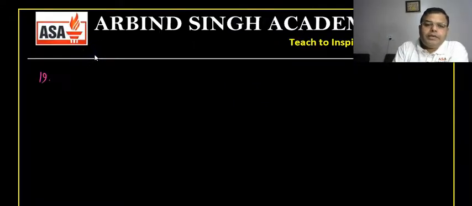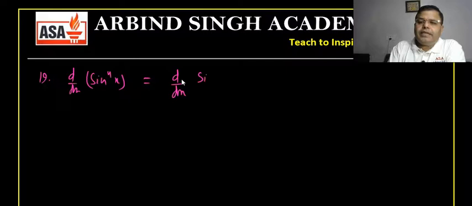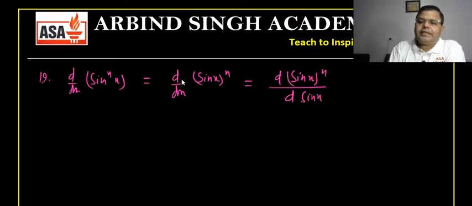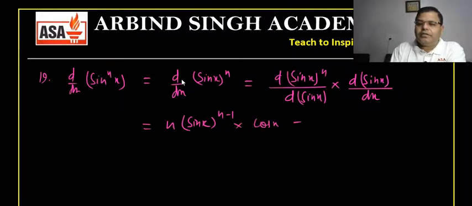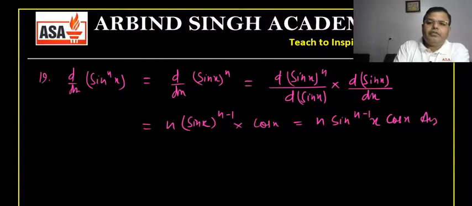Now let us discuss question number 19, dy dx of sin to the power n x, that we have to deal with. So we can take it as dy dx of (sin x) to the power n, that is d of (sin x) to the power n upon d sin x, isn't it? Then d sin x we have divided, so we should multiply it. Now here this formula will be applicable, the derivative of x to the power n upon dx. So this can be written as n (sin x) to the power n minus 1, and the derivative of sin x is cos x. So the answer is n sin to the power n minus 1 x cos x. That will be the answer. So you can deal like this.